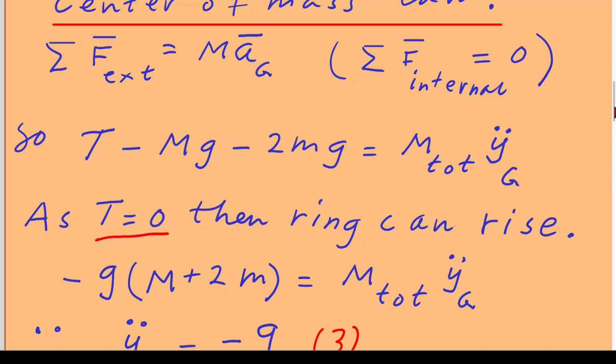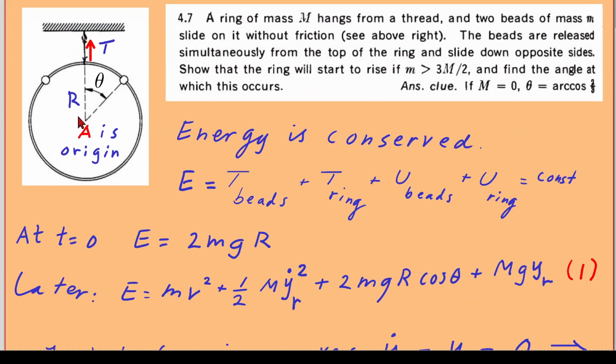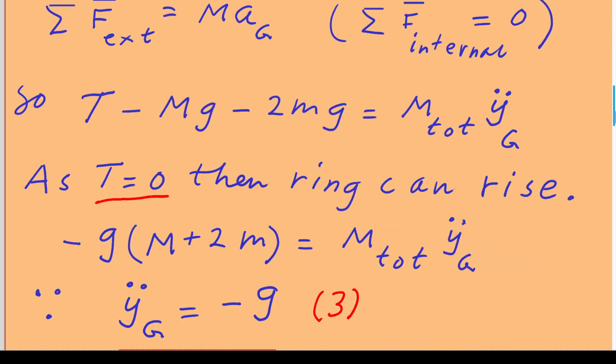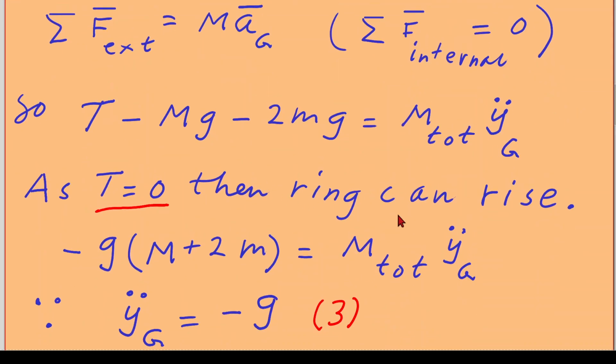And when does it come loose? The moment the ring starts to move upwards, then the tension force here becomes 0. Right? As long as there are forces downwards here, there will be a tension. But when this is starting to move upwards, then the tension will be 0. So that's the condition when the ring can rise.